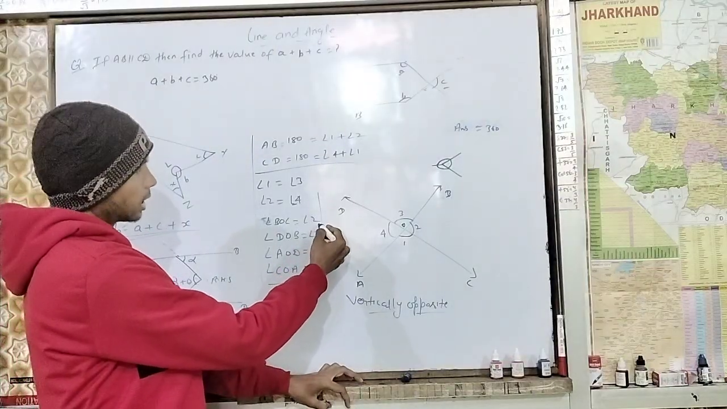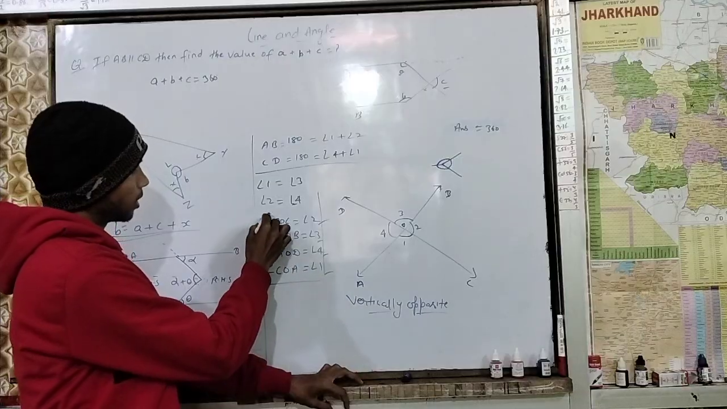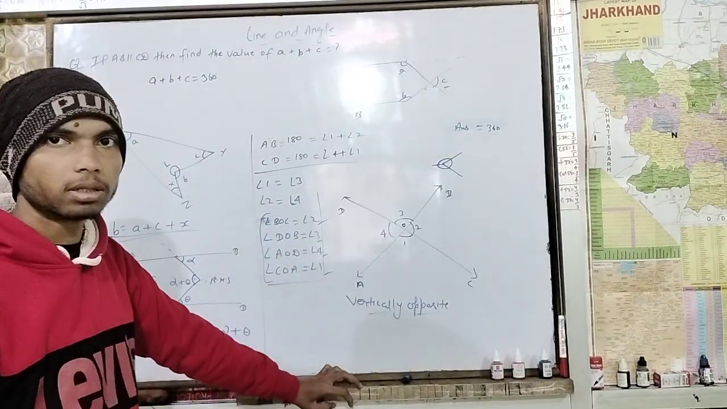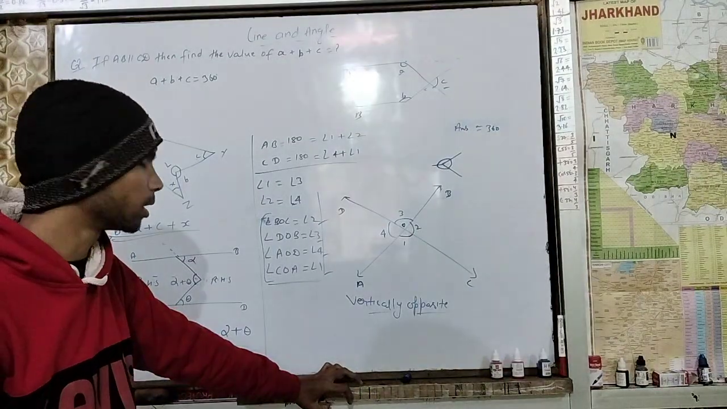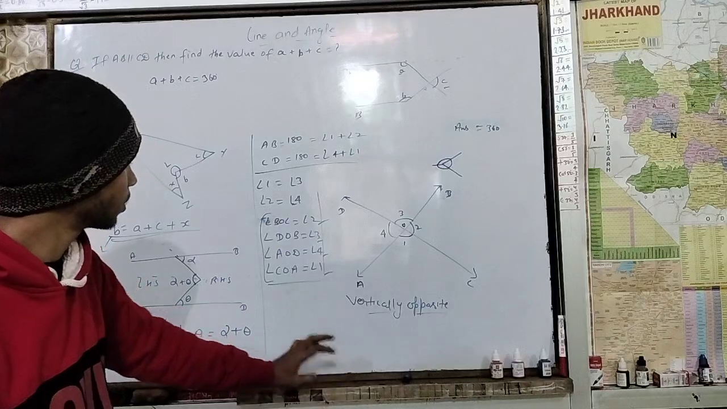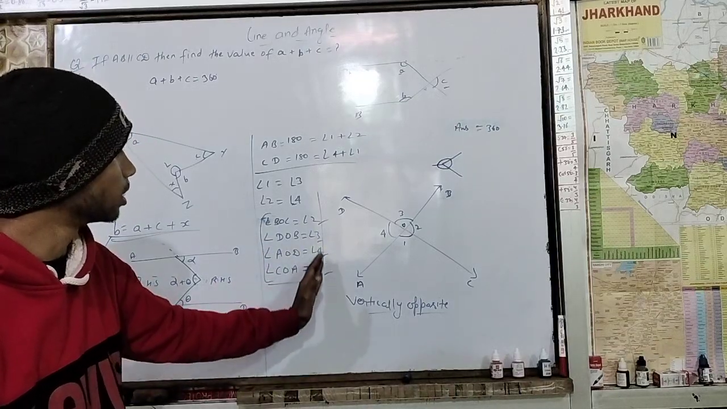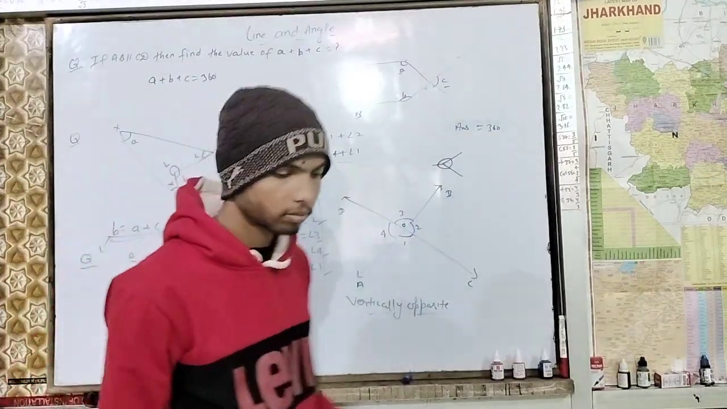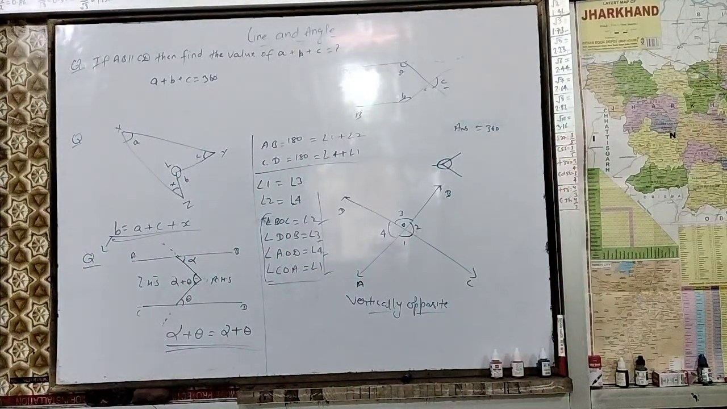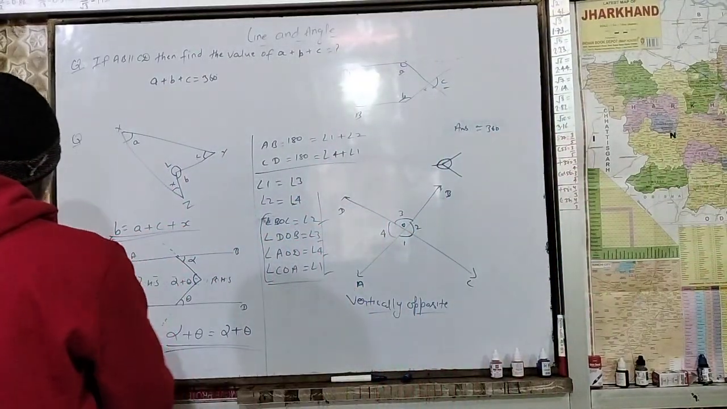Either you can take this angle 2, angle 3, angle 4, angle 1, or otherwise you have angle BOC, angle DOB, angle AOD, COA. Here I just said this is equal to this. That's why we have the option to select any of them. This was about vertically opposite angles. Now let's see the next thing.